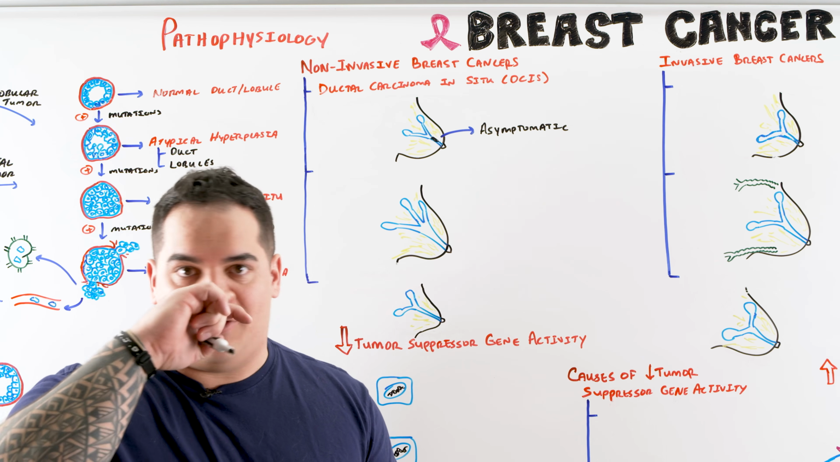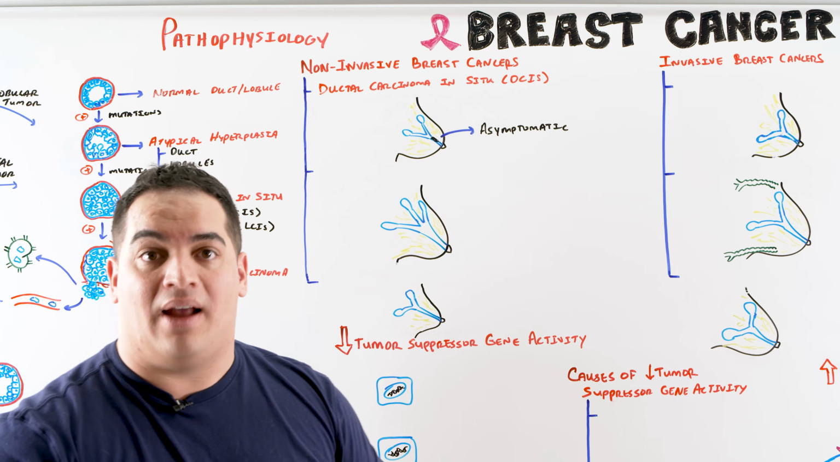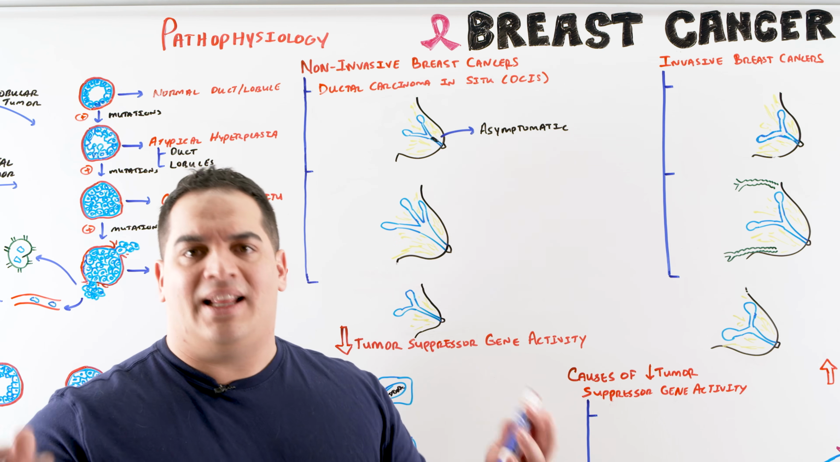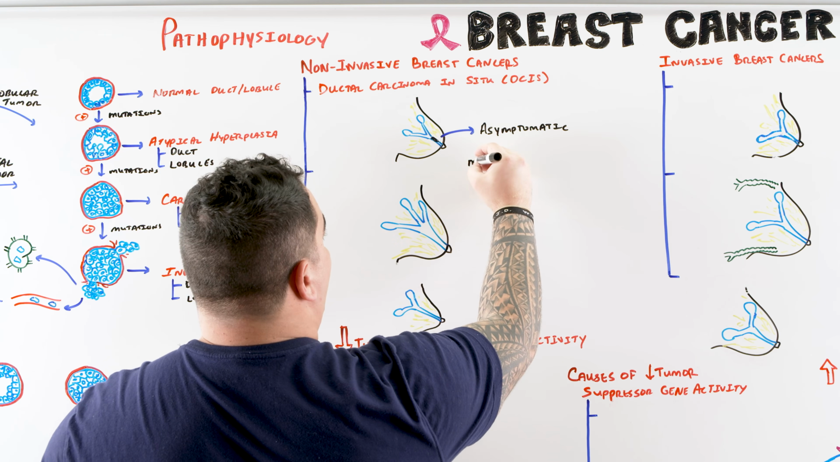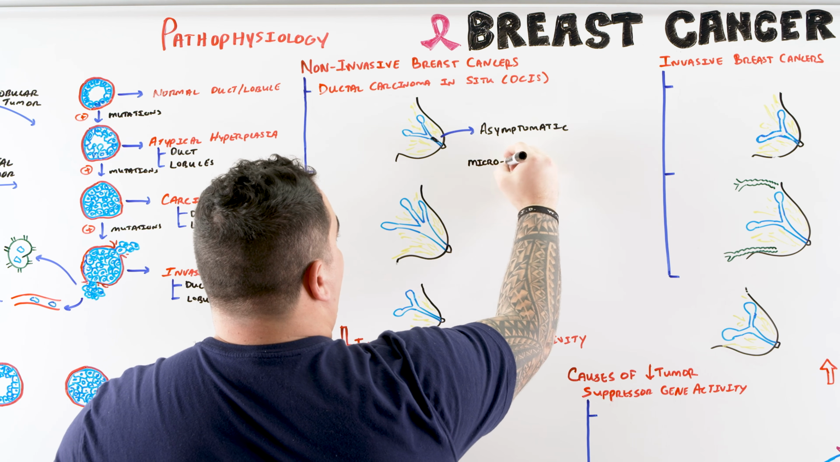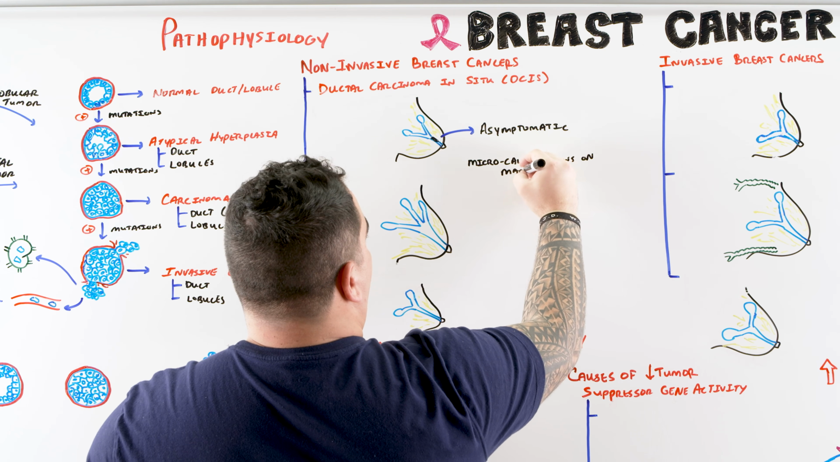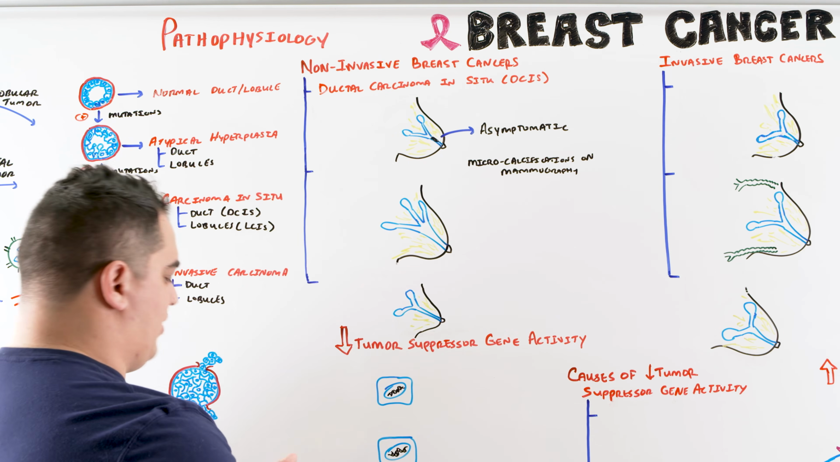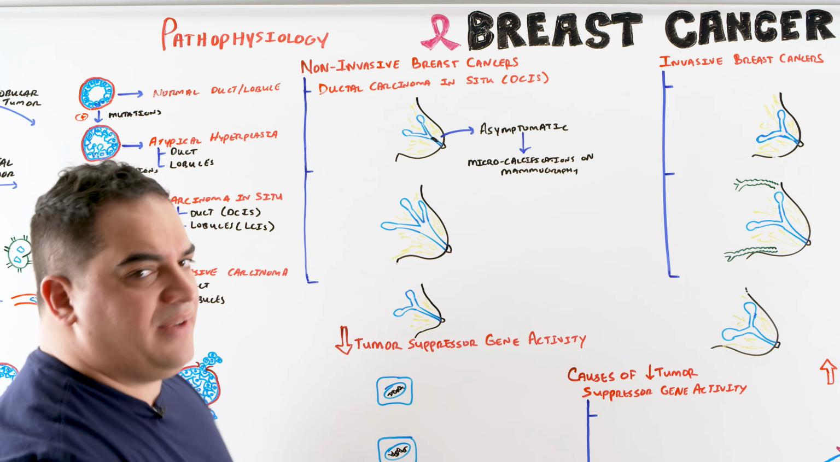You would biopsy that if you had some concerns, and you would find the histopathology that we talked about: cancer cells confined to the duct, not invading the basement membrane. So oftentimes it's microcalcifications on mammography. That is usually how this presents. It's almost always asymptomatic and incidentally found as microcalcifications on mammography.